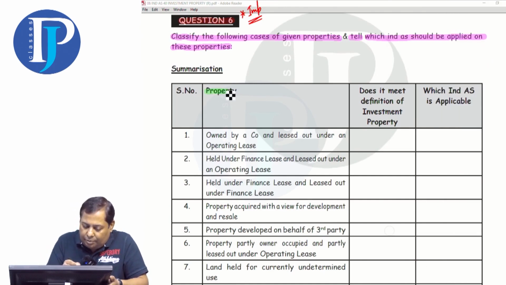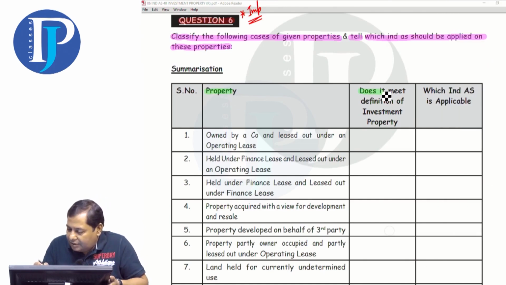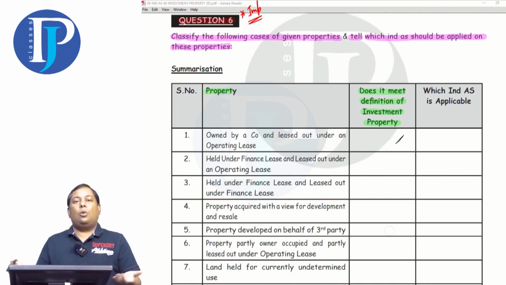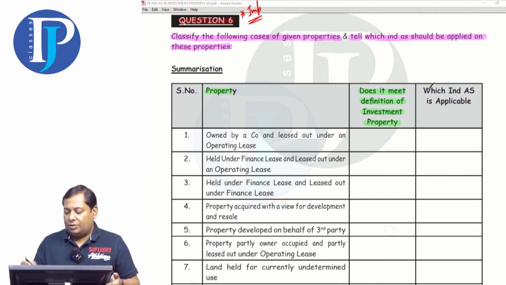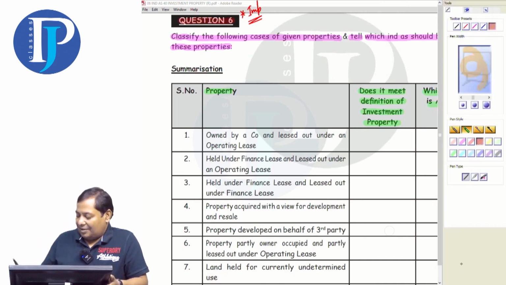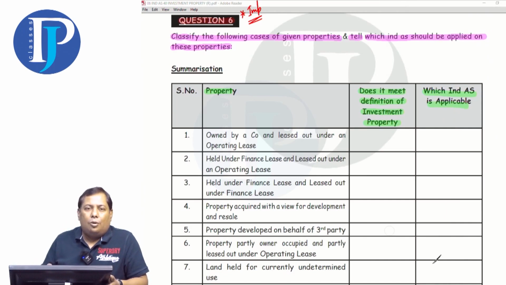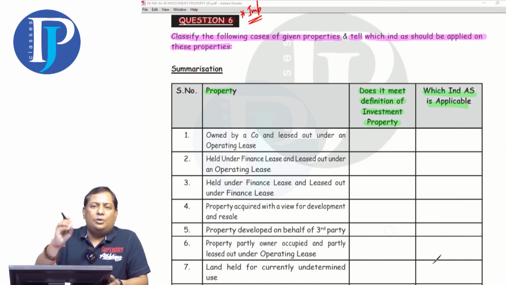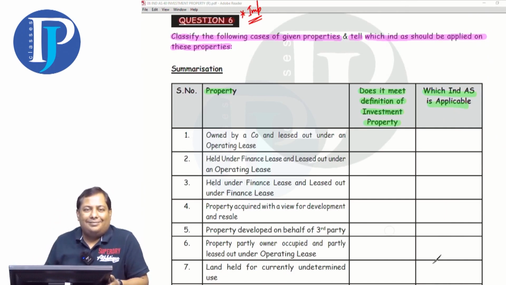Read the headings. Property. Does it meet the definition of investment property? Does this fulfill Ind AS 40? If it is an investment property, then write yes. If it is not an investment property, then write no. And tell which Ind AS will be applied here. This is an interesting task for you. You don't have to write it in your copy. You can note it in your book only.